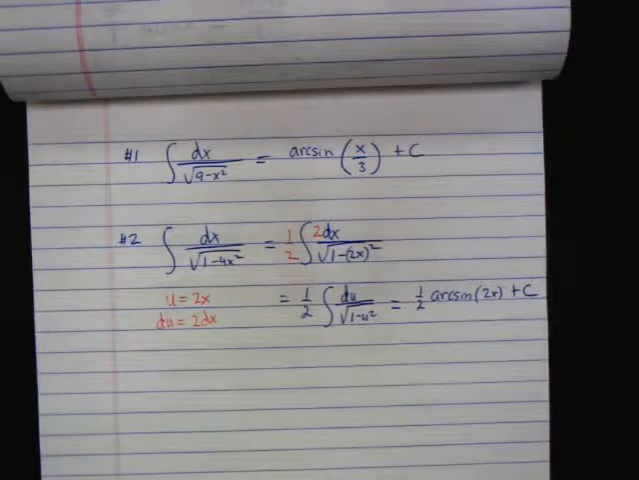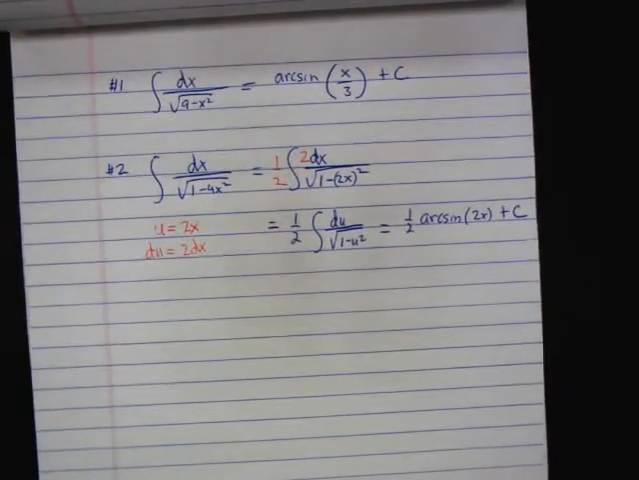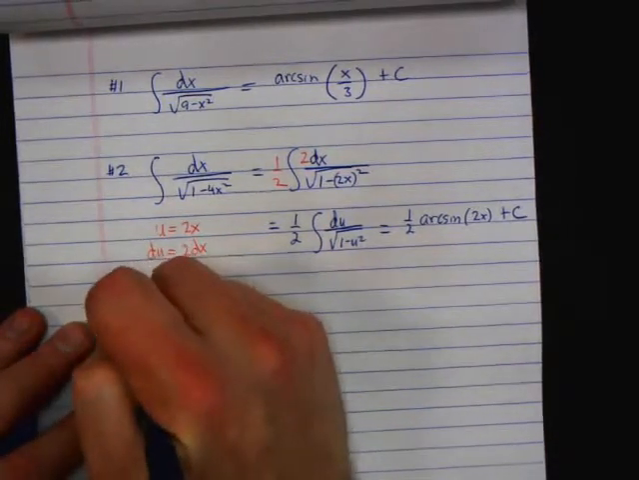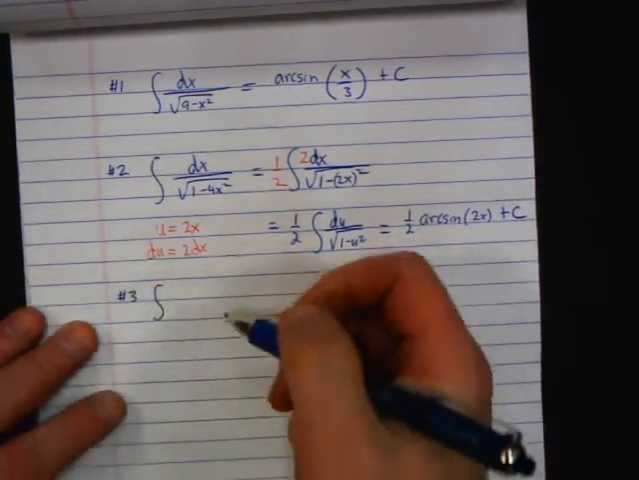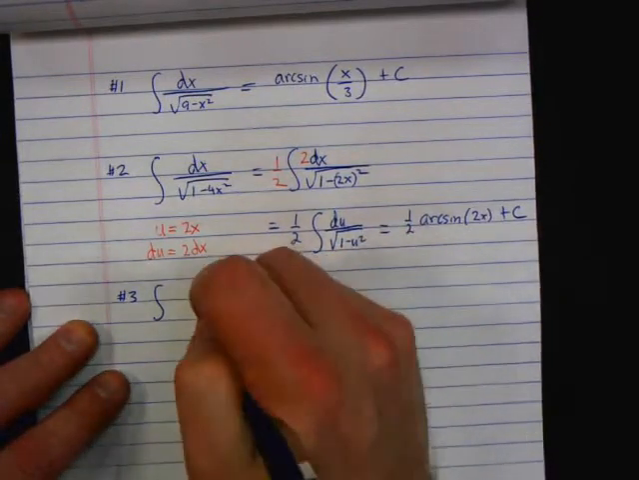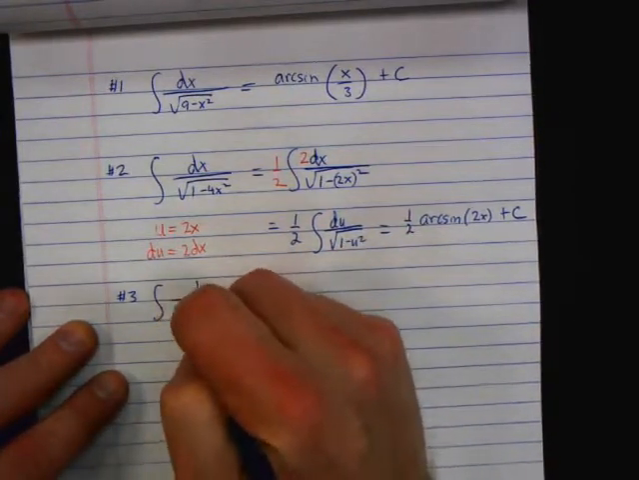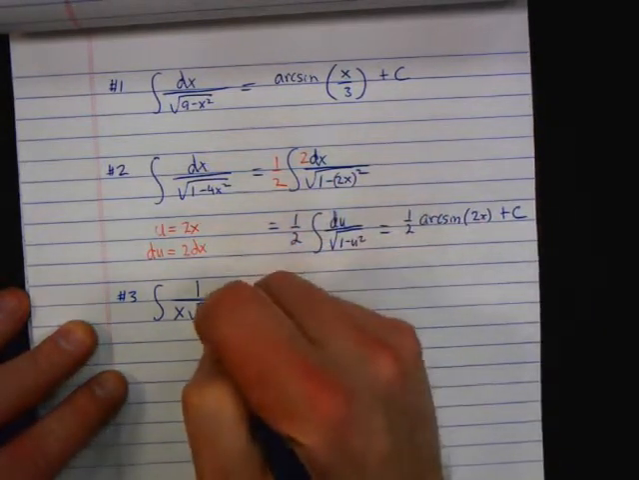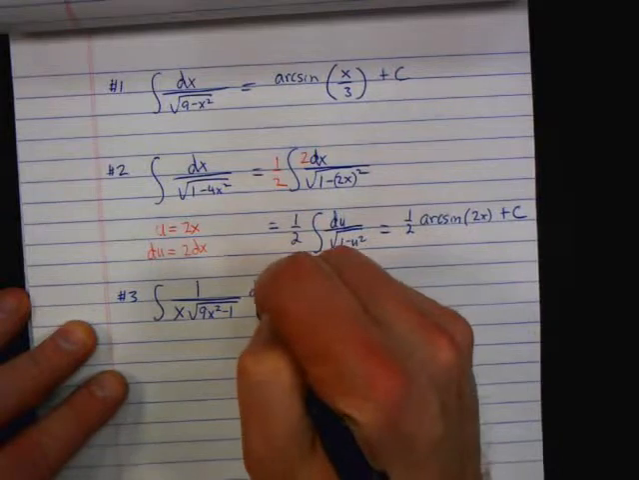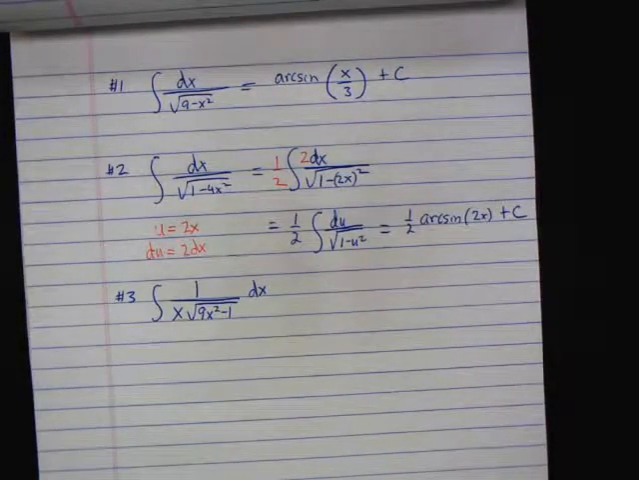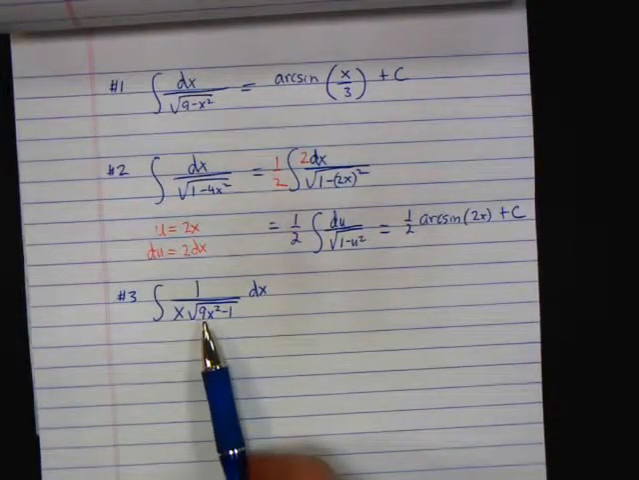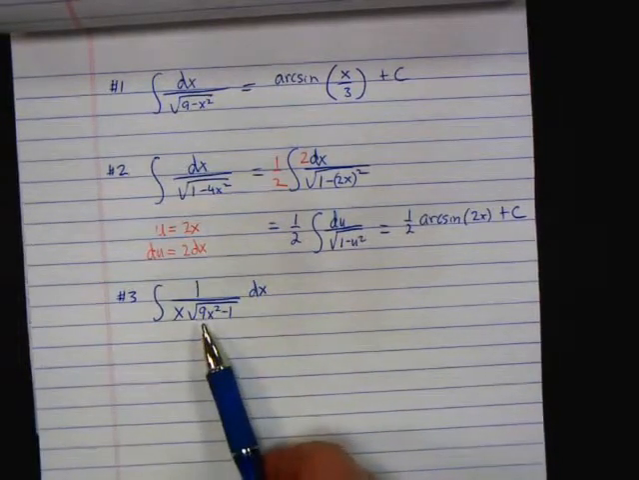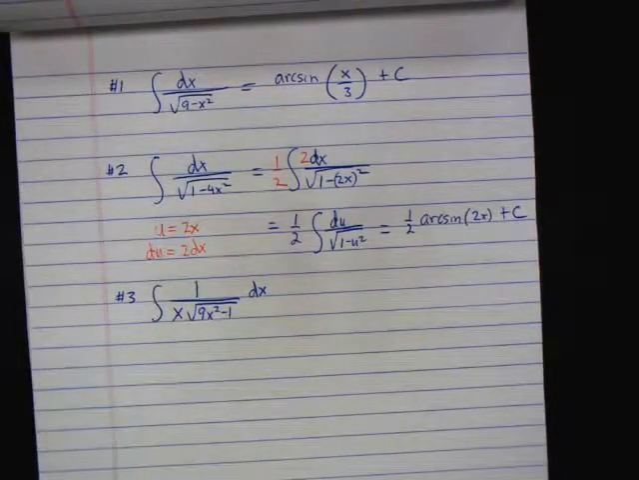All right, how about, we'll just keep going right in order here. Number 3. The integral of 1 over x square root of 9x squared minus 1. I lied, that's not really number 3. Number 3 had 4x squared there, but we just did a 4x squared, so I changed it to a 9x squared just to make it different. It's not really number 3 in the book.